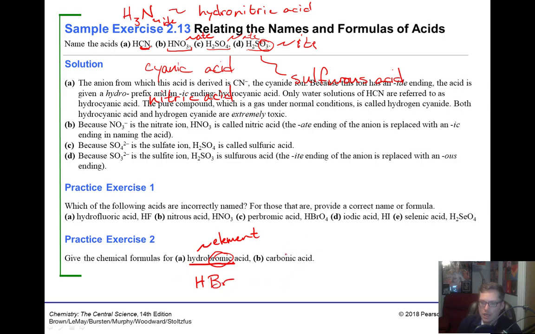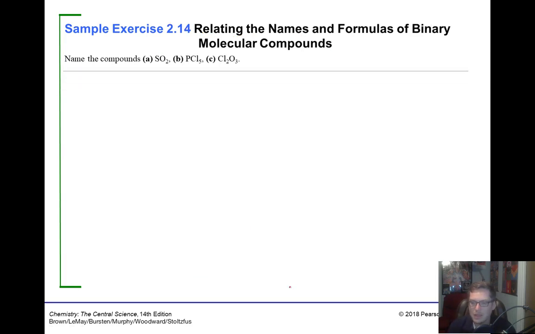All right, carbonic acid. No, there's no hydro, so we know it came from something that ended with ate. Right, because of that ic. So it had to have come from an ate. So we look and we find out which carbon oxyanion ends with ate. Let's see. Shoot dang, 3. Yeah, took me a second. CO3, and it has a charge of 2-, so it's H2CO3. All right, so that'd be carbonic acid.